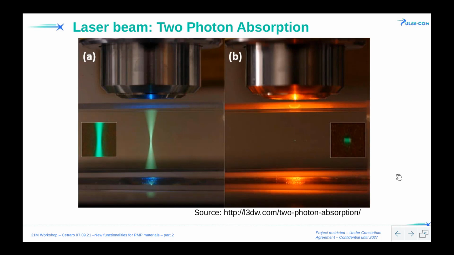Another advantage in this case is that we can freeform any kind of structure. You're not obligated to use layer-by-layer fabrication. You can go just straight up and it's going to work.